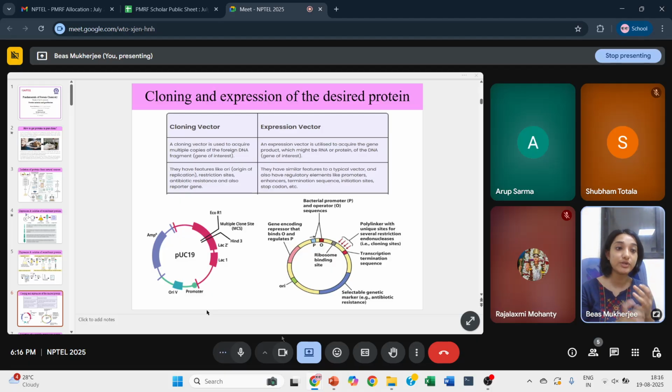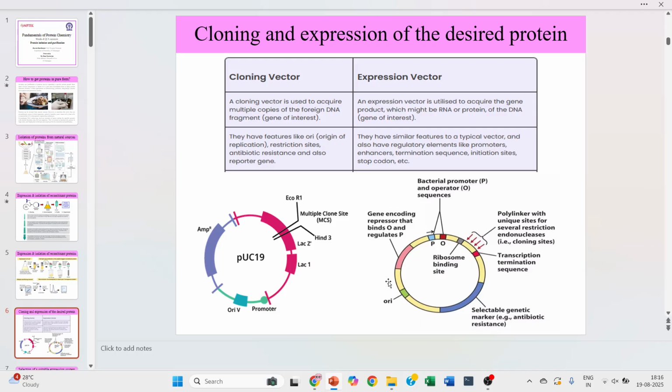Okay, now for the expression vector, it's very important because it contains the ribosome binding site, because we need translation, only then the protein is going to be formed, right? So that is why the ribosome binding site is there, the promoter sequence is there, then there is a start codon, a stop codon, enhancer sequences, termination sequence, initiation, etc. All of these different sites need to be there in the vector. So diagrammatically this is explained for you. Okay, you can go through this.